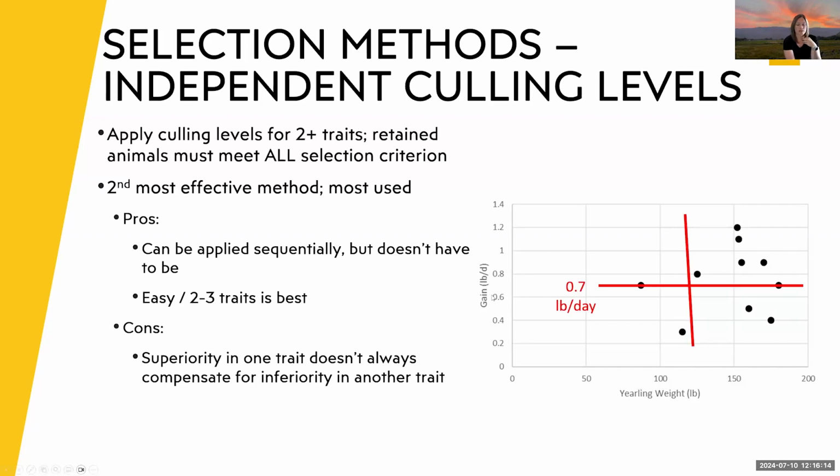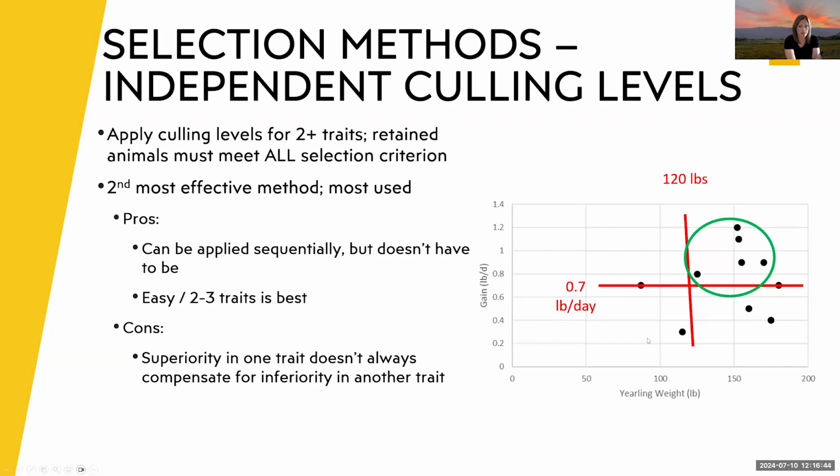So say we want to have animals that are gaining 0.7 pounds a day in their growing phase. So we would keep all of the animals above this 0.7 line. So you can see that would include all of these up here. And then we say also we would like to have our yearling weight be 120 pounds in these animals. So now we've got this quadrant up here in the corner that we're selecting. So you can see how it sort of brings down the specific animals that fall into both of those categories.